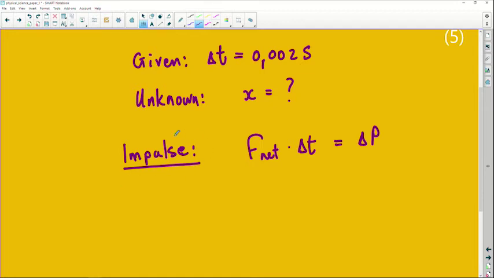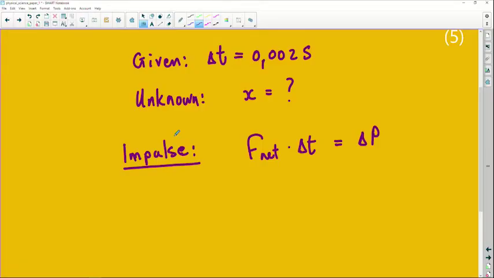So think about that. I can change the momentum of an object over a very short time. That means I will need to use a very big force if the time is very short. If, however, I want to have a change in momentum over a longer period of time, then I only need to push with a smaller force. So that is the principle of momentum and impulse.